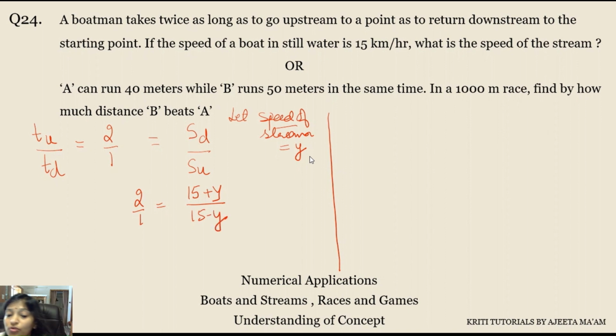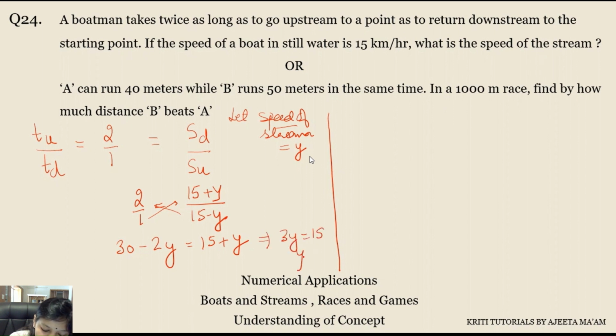Now it's a simple question which is based on linear equation. You can simply cross multiply it and get the equation, right? So what will you get now? 3y is equal to 15. So y is 5 kilometers per hour. This is your final answer.